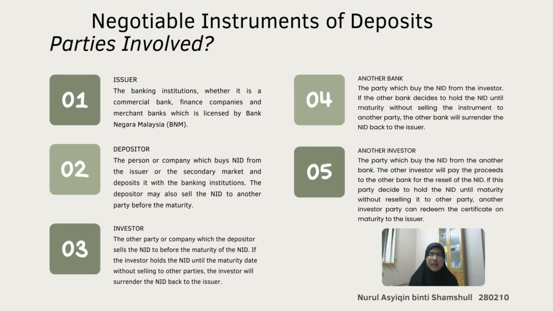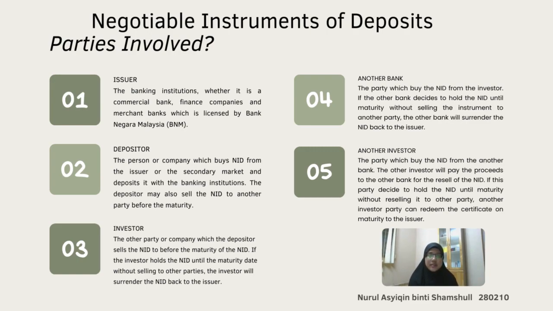and the issuer will pay the principal and the interest of the NID to the investor. For another bank, if the investor does not hold the NID until maturity but instead sells it to another party, which is another bank, that bank will pay the investor for the NID. If the other bank decides to hold the NID until maturity without selling it to another party, the other bank will surrender the NID back to the issuer and will receive the principal along with the last interest of the NID from the issuer.